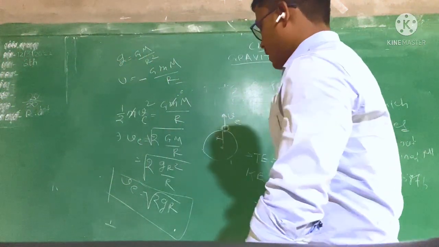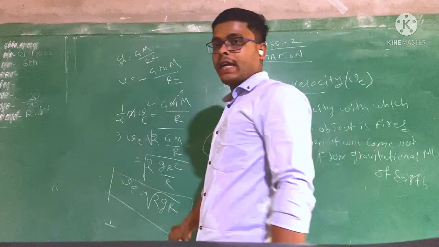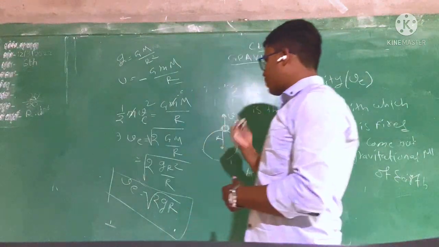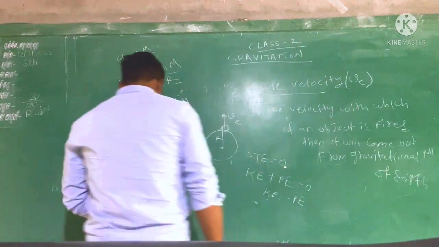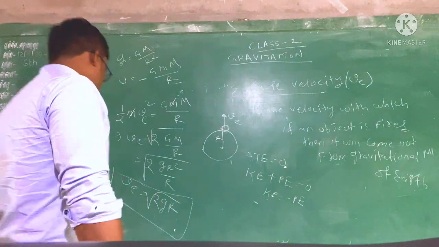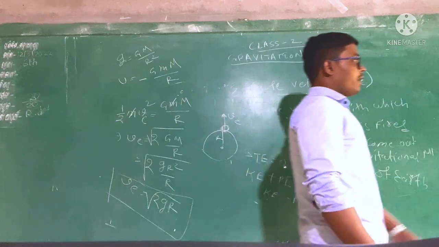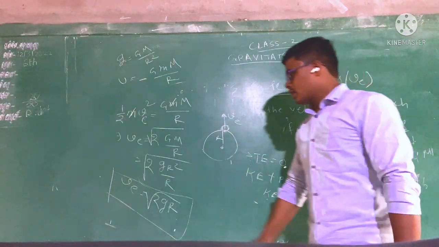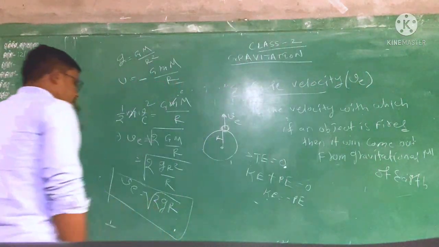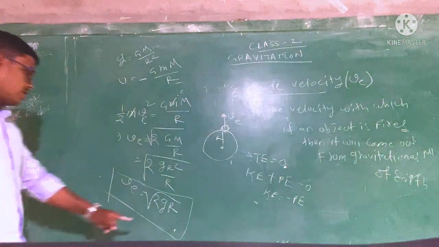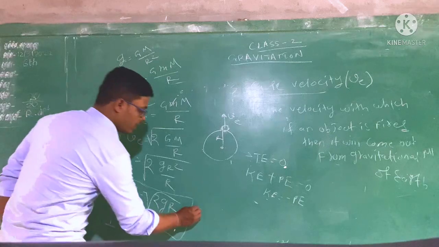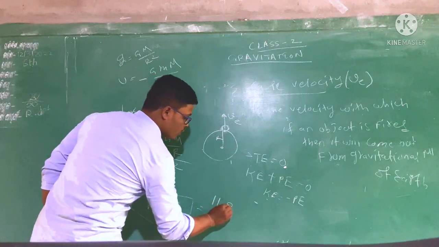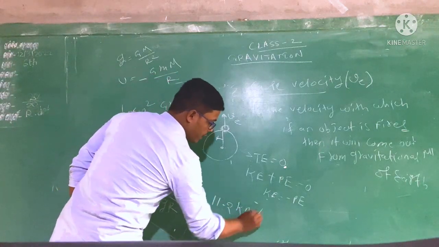Square root of 2gr. We know that g equal to 9.8. Since we are throwing it from the Earth's surface, the g value is 9.8 meter per second square, and the r we know as 6400 kilometer. So if we substitute here, that will come 11.2 kilometer per second.